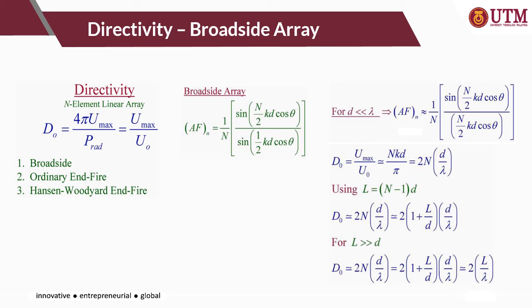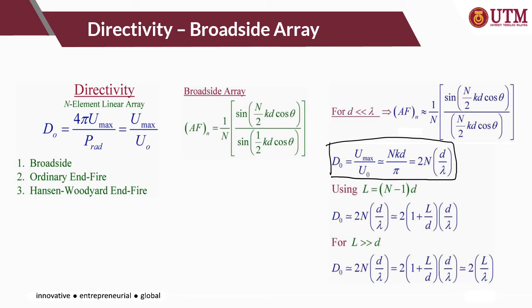Okay, next, the directivity of broadside array antenna. The general equation for directivity is D naught equal to 4 pi U max over the radiated power. U max equal to 1, and for broadside, we know that the intended maximum direction is at theta equal to 90 degrees. For d less than lambda, the maximum directivity is equal to 2n d over lambda, where n is the number of elements and d is the element spacing.